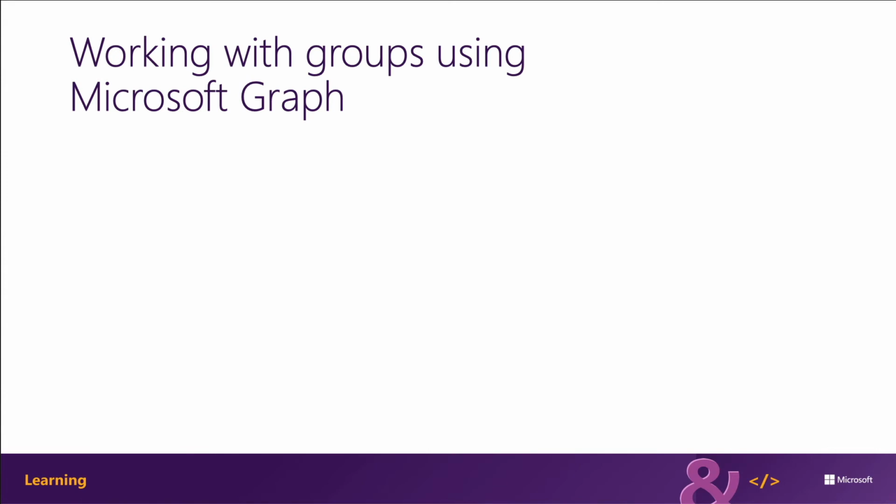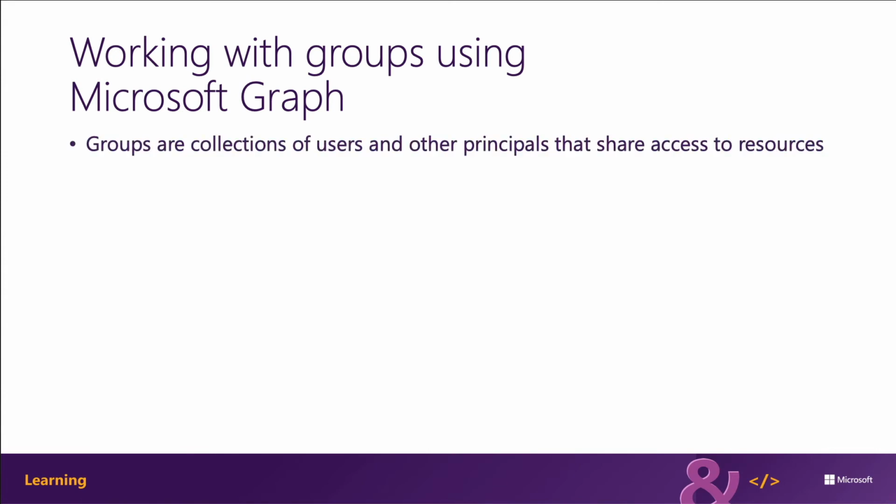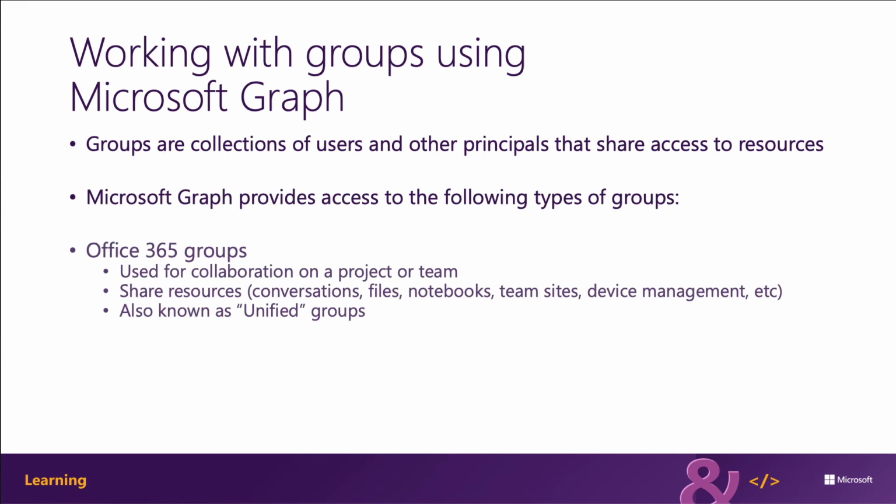Microsoft Graph enables developers to work with groups in Microsoft 365. Groups are collections of users and other principals that share access to resources in Microsoft services of your app. Using the Microsoft Graph, developers can view and manage groups within Microsoft 365. The groups resource with Microsoft Graph represents multiple things, as there are different types of groups. The types of groups accessible for Microsoft Graph include Office 365 groups and security groups.